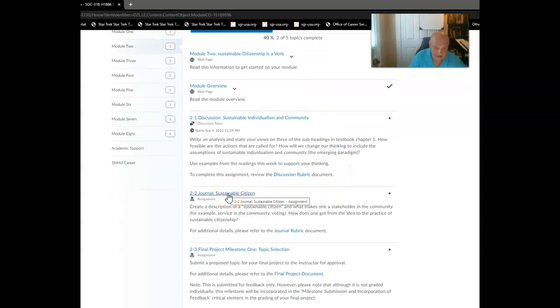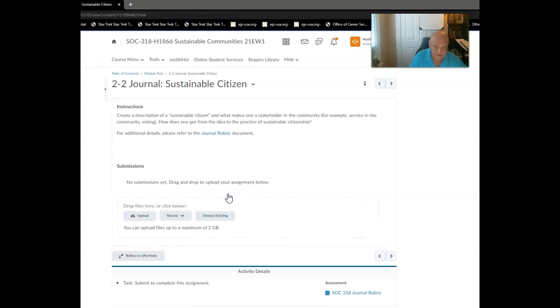Apologies. The next thing is a journal, your journal supplement, a sustainable citizen. Create a description based on reading chapters 1 and 12 of what a sustainable citizen is and what makes one a stakeholder in the community. And that could be anything in terms of political science, indexes that we actually use as social scientists to survey political participation. It goes from 1 at the very end, you've registered to vote, and then 2 is you voted, 3 is you've donated money or volunteered to a grassroots effort, and all the way up to running for political office. Okay.